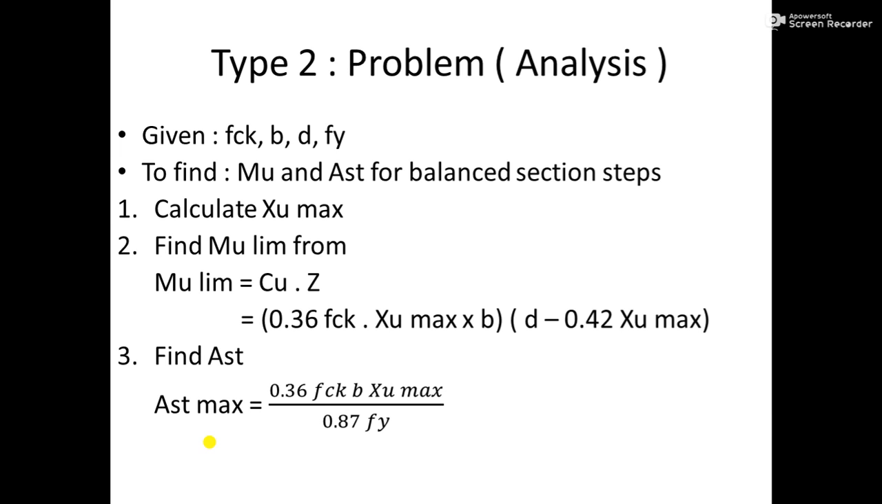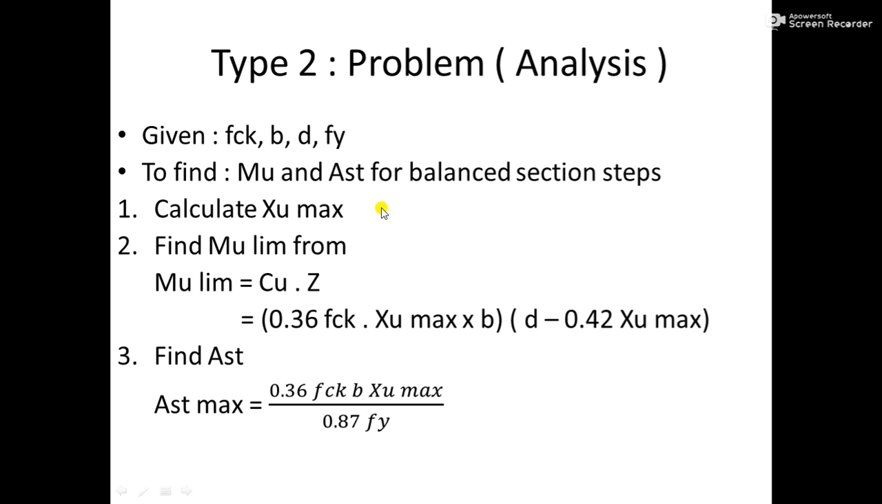Again, here fck, b, d, fy are given. You have to calculate Mu and Ast for a balanced section. And for that, the following steps are adopted. You have to calculate xu max, then equate Mu limiting equal to Cu into z. That is, Cu is the ultimate compression, that is 0.36 fck into xu max into b, and z is the lever arm, that is d minus 0.42 xu max.